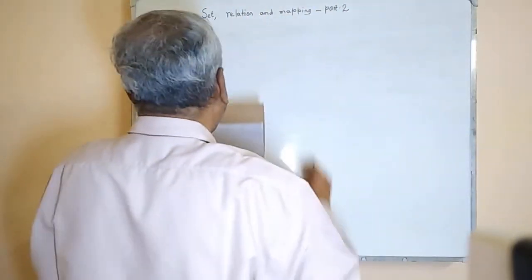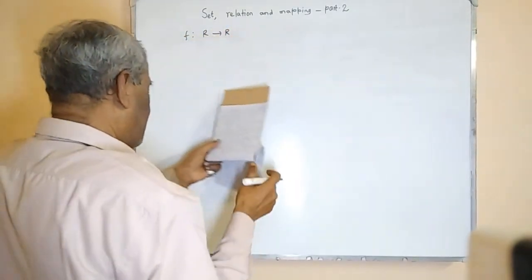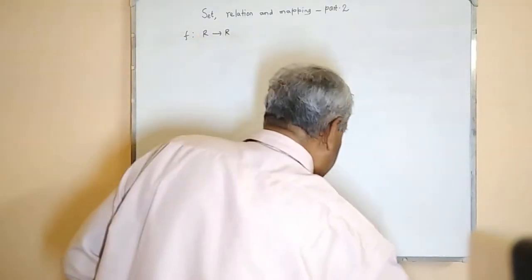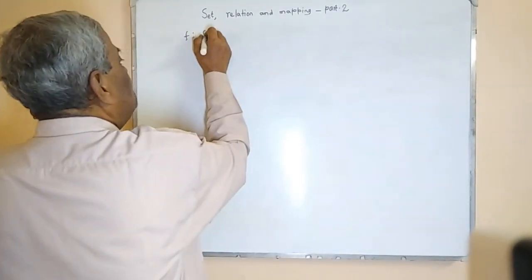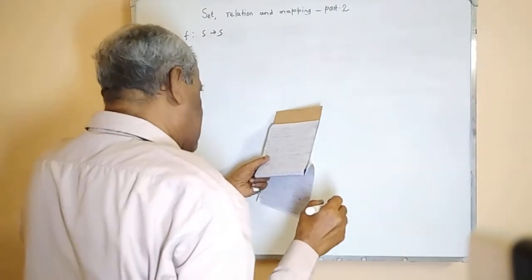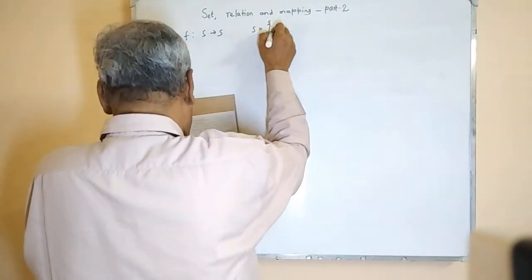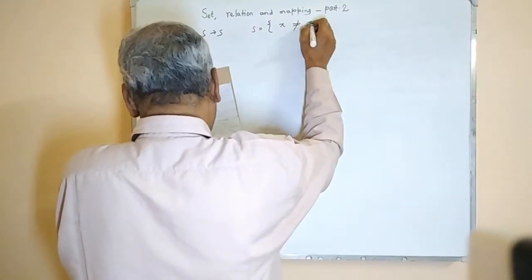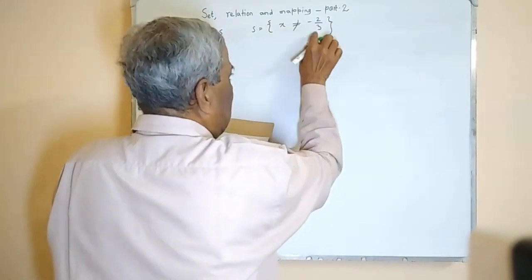If f is a mapping from S to S, where R is the set of real numbers, and S is defined as the set of all x such that x is not equal to -2/3. S is the set of all real numbers except this.